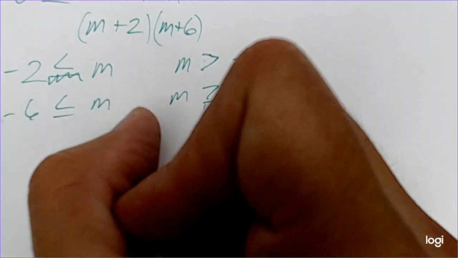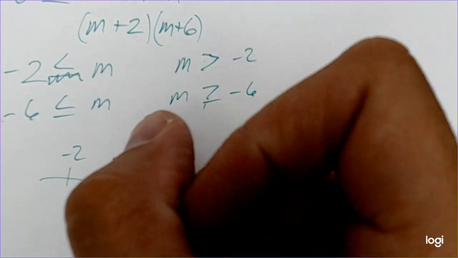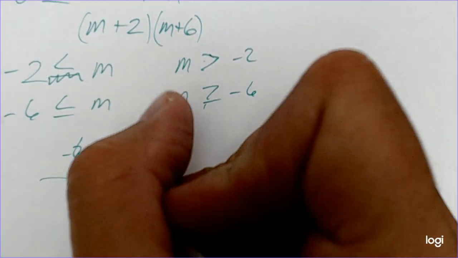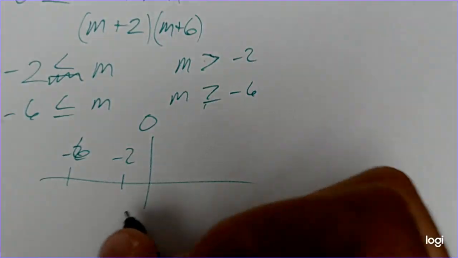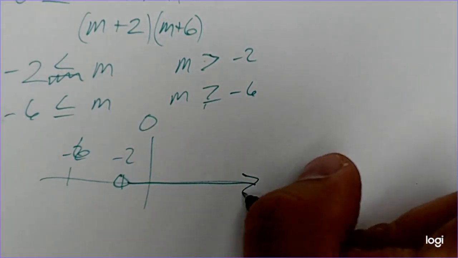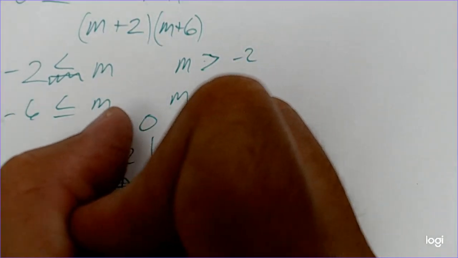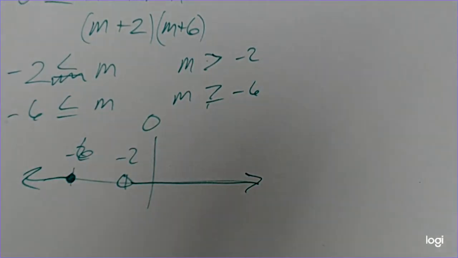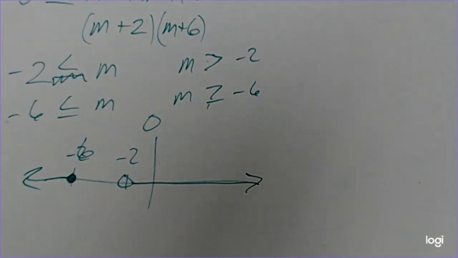We've got negative 2, whoops, negative 6, negative 2, open circle at negative 2 because of that domain error, closed circle at negative 6, arrow going to the left. All right. Whew, that's it for this lesson.